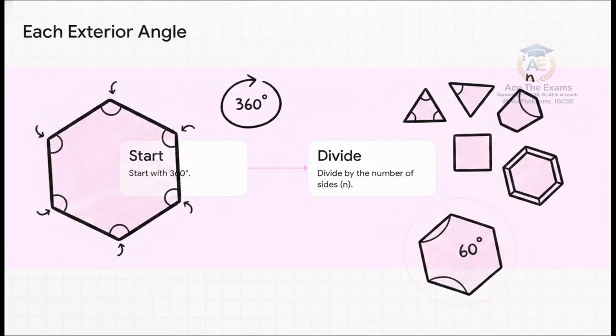Because that total is always locked at 360, finding just one exterior angle for a regular polygon is incredibly straightforward. Step 1, start with 360. Step 2, divide by the number of sides, n. And that's literally it. If you've got a regular hexagon with 6 sides, you just divide 360 by 6. That means every single exterior angle is exactly 60 degrees.